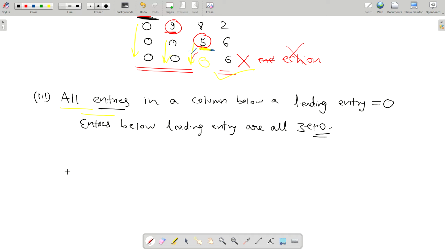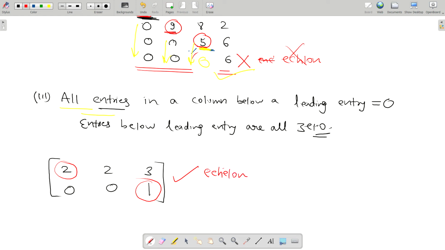You will have to tell whether it's echelon or not. 2 2 3 0 0 1. Is it an echelon matrix or not? This is the first row. The leading entry is 2. All the entries below 2 are 0. This is the second row and the leading entry is 1, and it is to the right of 2. So yes, this is an echelon matrix.